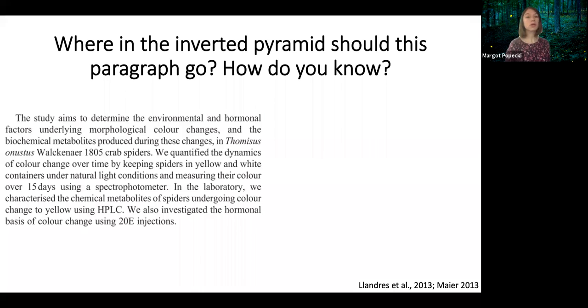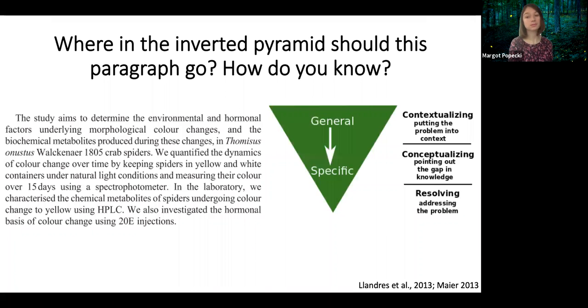So lastly, where in the inverted pyramid should this paragraph go, if you were to guess? And how do you know? Well, I would say that this excerpt would go in the resolving stage. And we know that because they come out right here with their aim. This study aims to determine the environmental and hormonal factors underlying morphological color changes and the biochemical metabolites produced during these changes. So again, that's where they're getting into the specifics here, where they're describing their objective for how they're going to address this gap in knowledge.